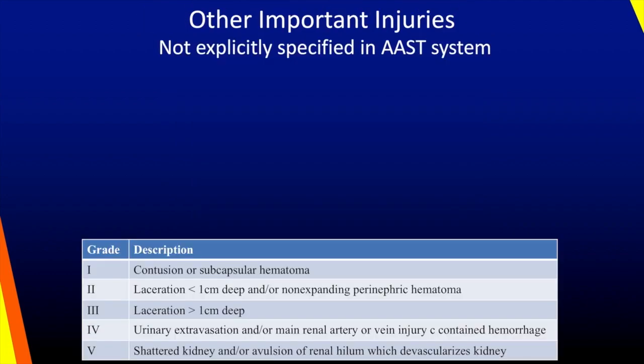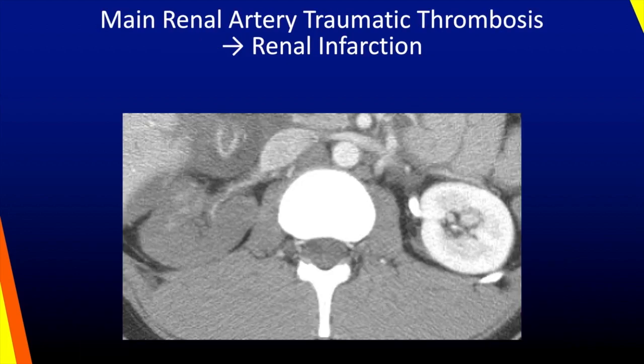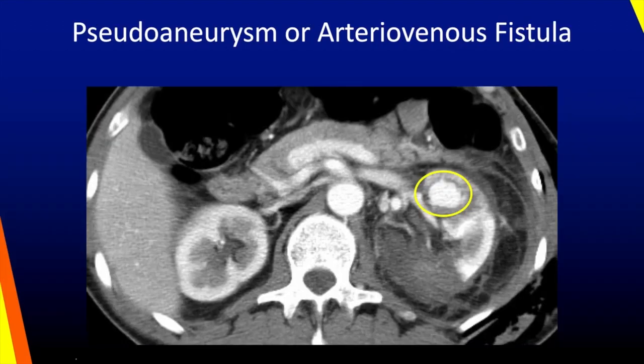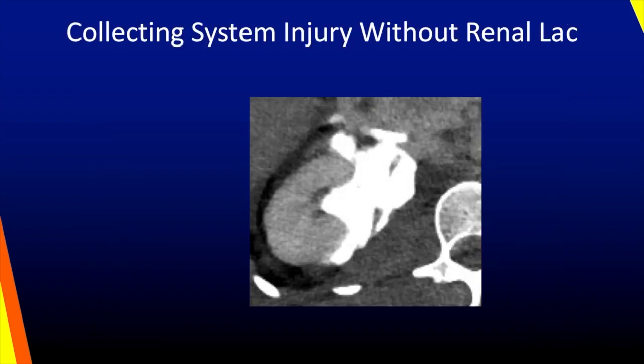Now, there are other important injuries that are not explicitly specified in the AAST system. These include main renal artery traumatic thrombosis, which can lead to renal infarction, segmental renal artery injury leading to segmental infarctions, pseudoaneurysms as shown here or arterial venous fistulas, and collecting system injuries without a renal laceration.